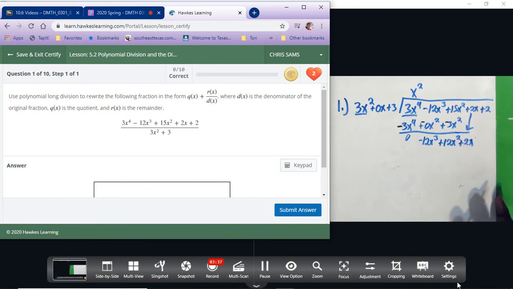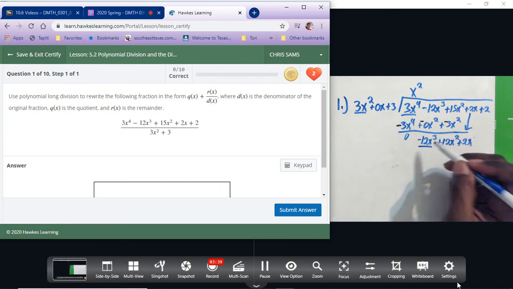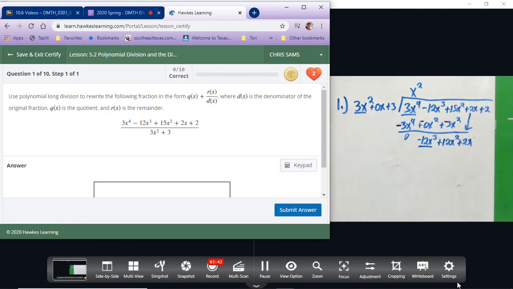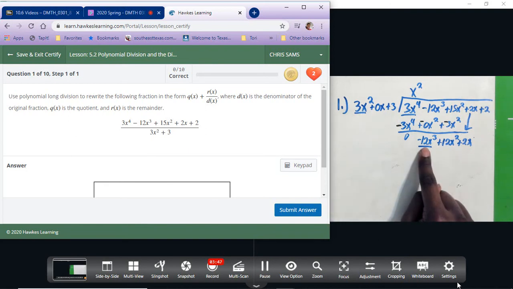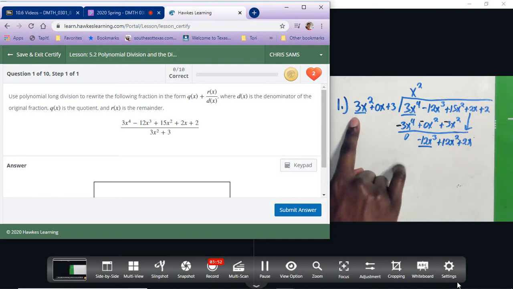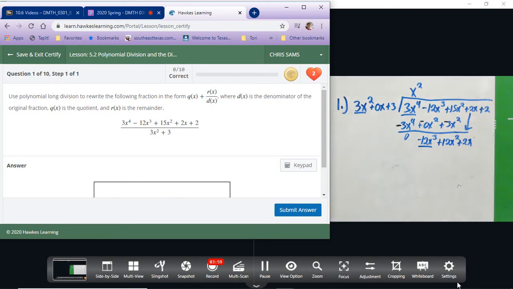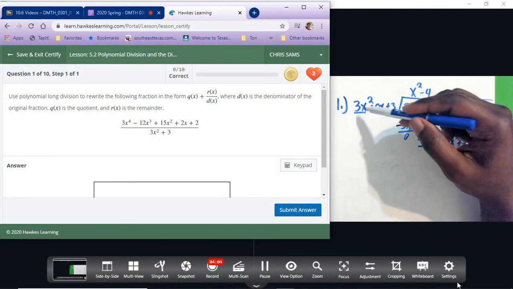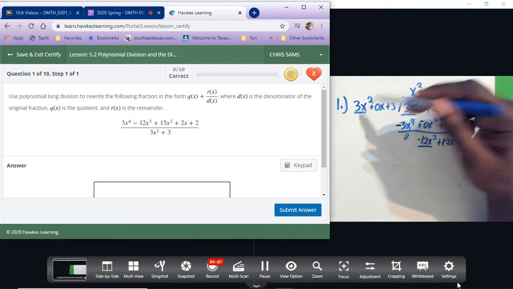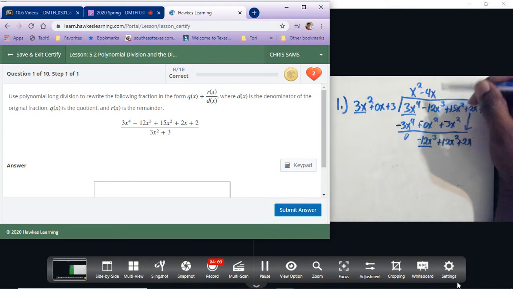Alright, and again, we're going to just focus on the first term and this term. And I want to know, what do I need to multiply 3x squared by so that it equals negative 12x cubed. Alright, so focus on the 3 and 12 first. If we multiply by 4, we get 12, but we need the same sign, so we need to multiply by a negative 4. Alright, and we have x squared, we need x cubed, so we just need to add an additional x. So we get x squared minus 4x.